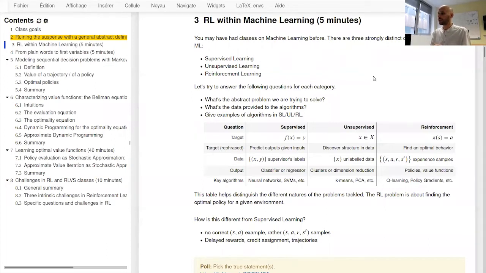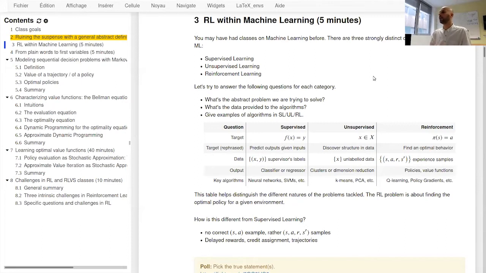So the input data of unsupervised learning is unlabeled data, a collection of examples X. And the key problems of unsupervised learning are generally related to clustering data points or clustering dimensions, or dimensionality reduction. And key algorithms there are named k-means or principal component analysis, for example.